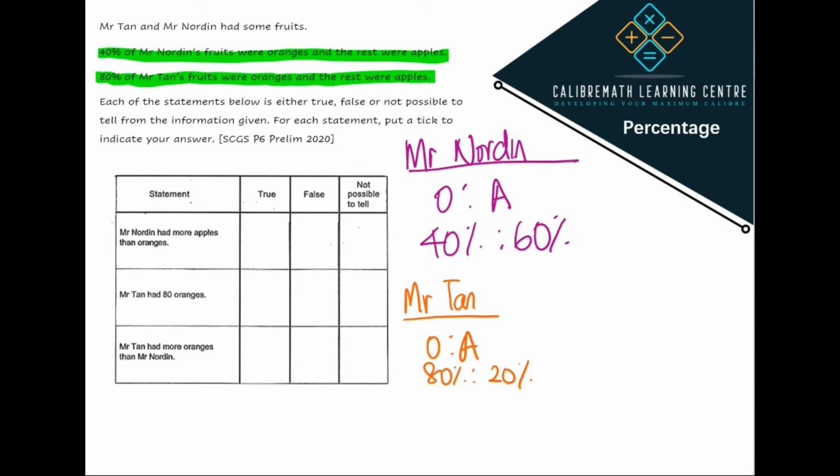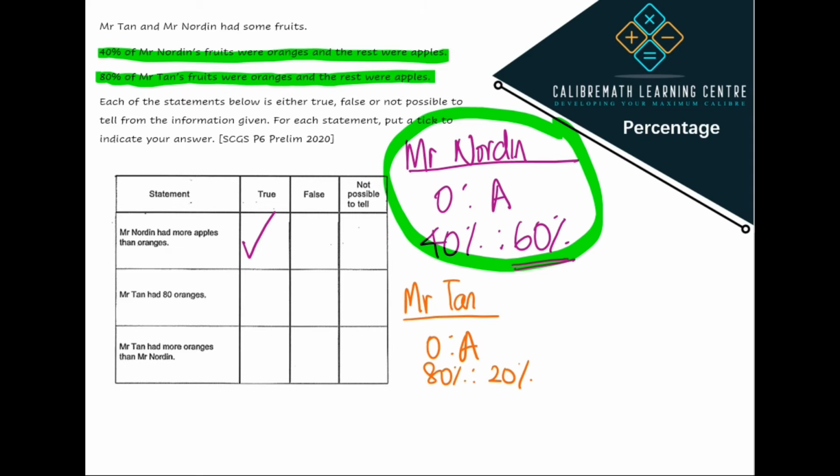Now, let's look at the first statement that we are given. Mr. Nordin had more apples than oranges. Okay, so let's focus on Mr. Nordin. So Mr. Nordin has 60% of apples and 40% of oranges. So it is true that he has more apples than oranges. So the first sentence is correct.